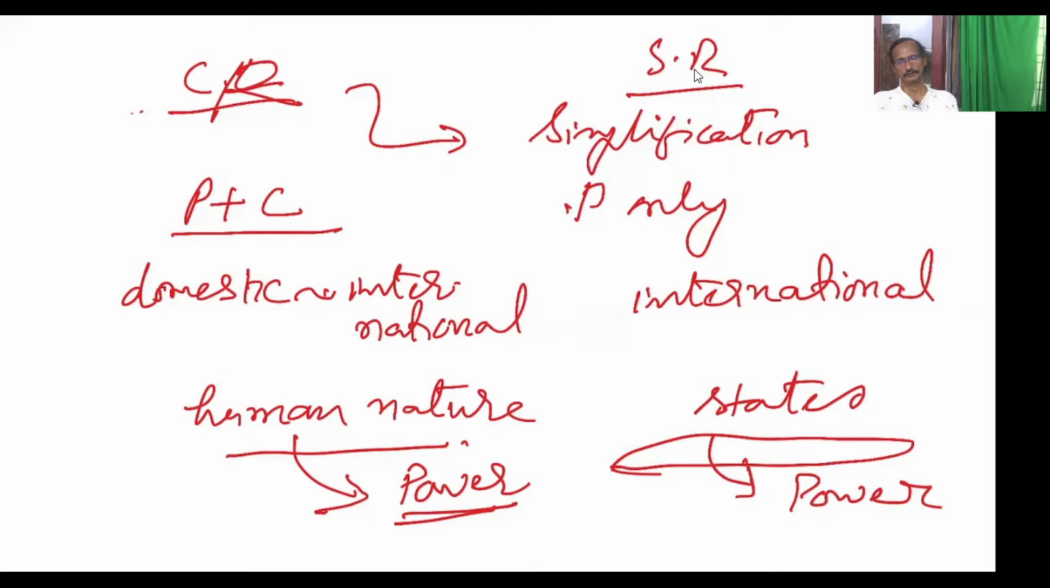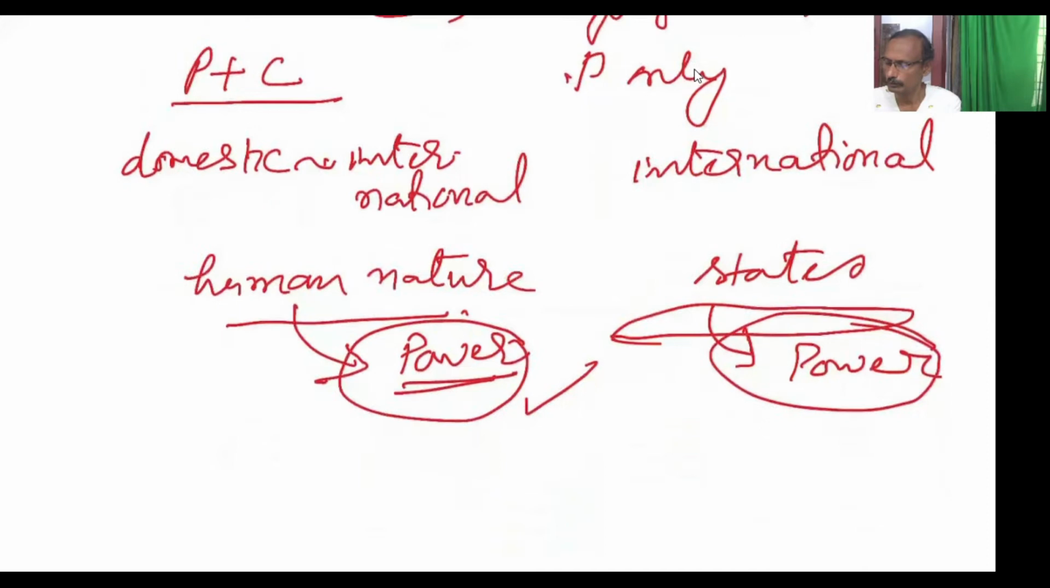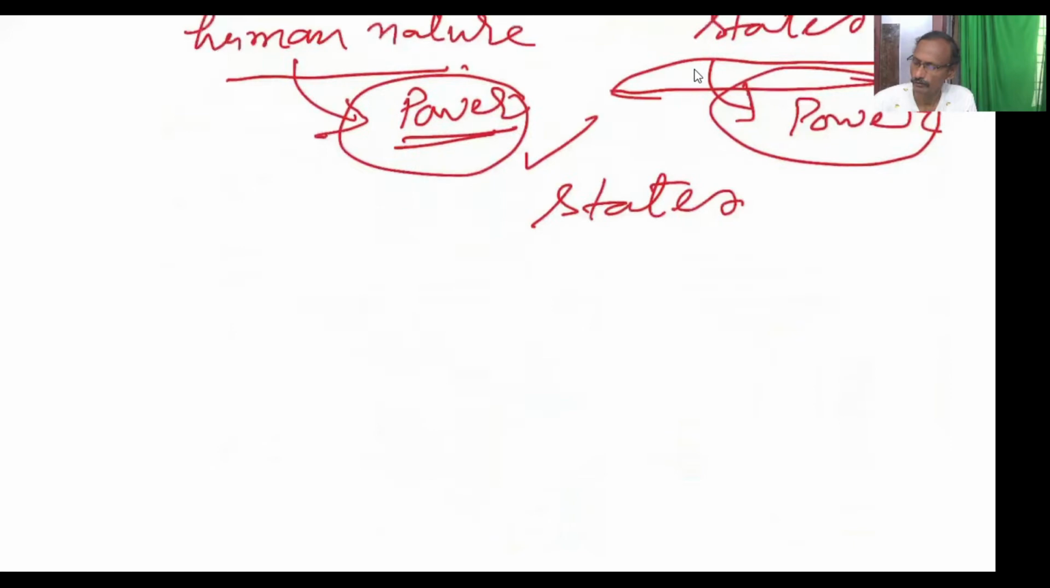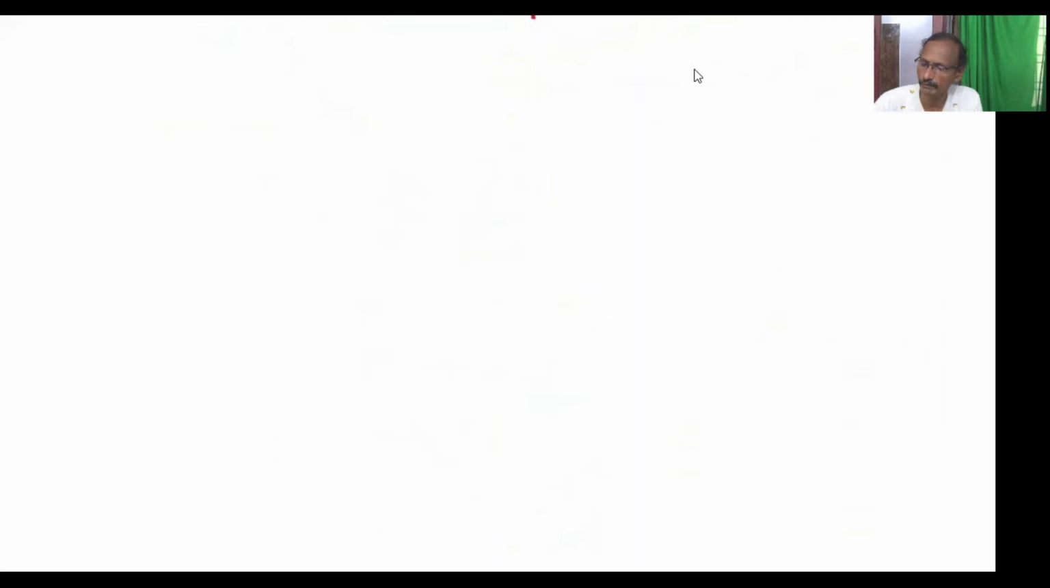So then why do states seek power? So one common point is that states seek power in classical realism and states seek power in structural realism. And both are thinking in terms of states. Okay. But then, why do states seek power under structural realism?